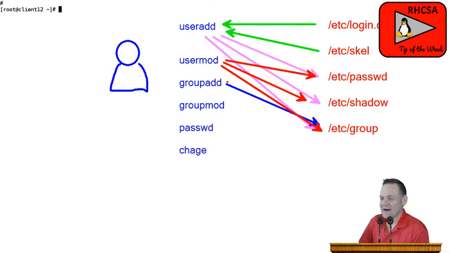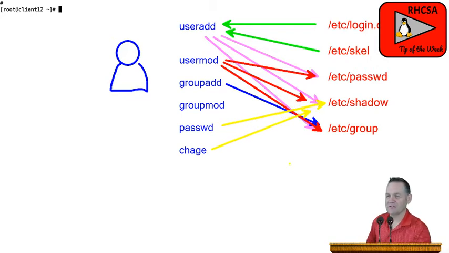The passwd and chage commands typically will modify the aging information in the password information that's stored in the shadow file. That's typically where they're going to write. So we're going to systematically walk through this, and then I'll show you a little bit of demos and what's actually happening under the hood as we create a user.